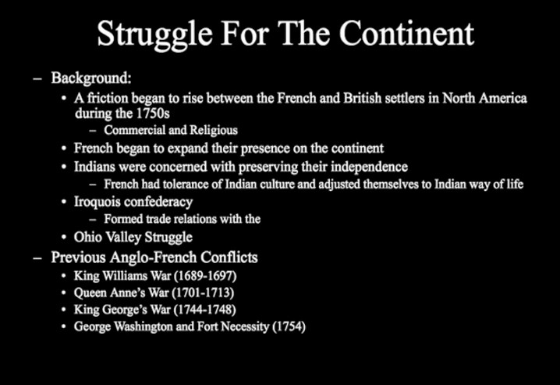After this, the English were bitter about their loss, and obviously there was a lot of tension between the French and English as a result.